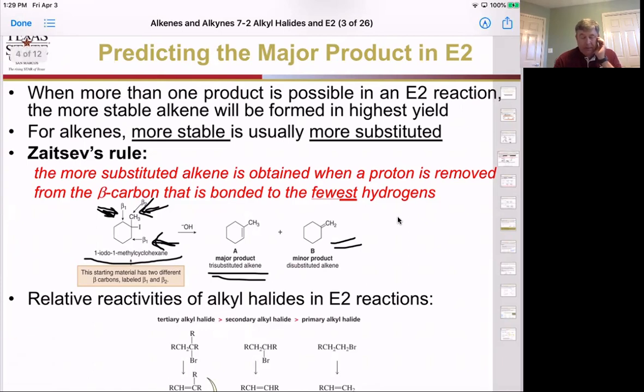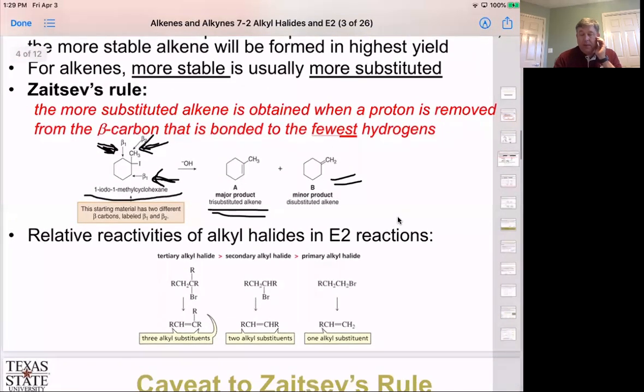So if we think about that as relative reactivities as well, that transition state goes through the same thing, where the one that'll give us the more substituted alkene is going to give us our product. Therefore, that's why our tertiary halides are faster, because we're going to give a tri-substituted alkene. Our secondary alkyl halides can give us internal or di-substituted alkenes, and our primaries give us our terminal alkenes, because that's one of the few things that's possible.